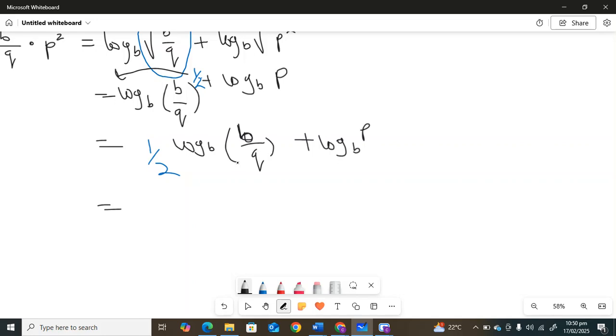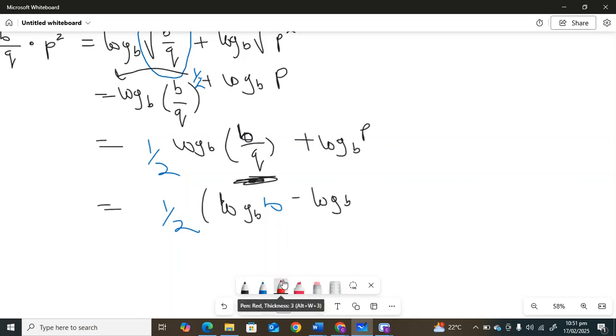Now after I apply the power rule, as we can see here, we need to apply the quotient rule because we've got b divided by q. So this becomes half, open brackets, log b b minus log b q. We have just applied the quotient rule, plus log b p.